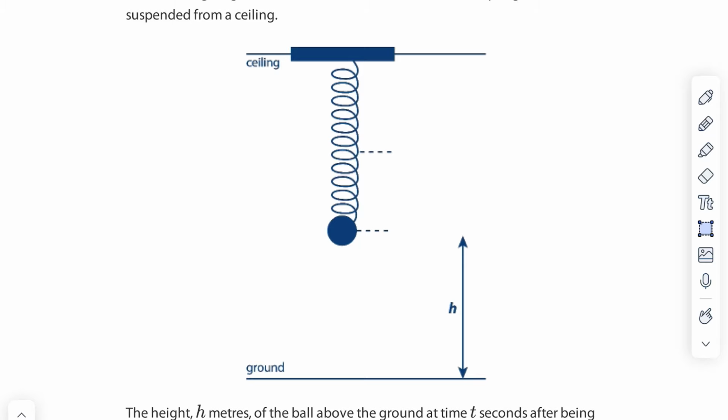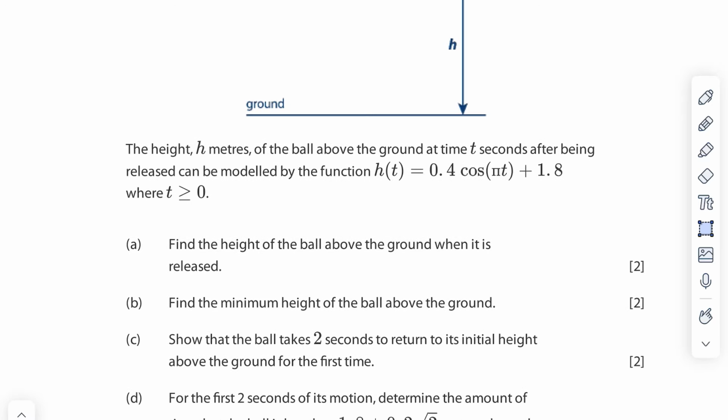The first question. The following diagram shows a ball attached to the end of a spring which is suspended from a ceiling. The equation is given. He is asking to find the height of the ball above the ground when it is released. When it is released means time should be equal to 0. So h of 0 equals 0.4 cosine 0 plus 1.8, which is 2.2 meters.